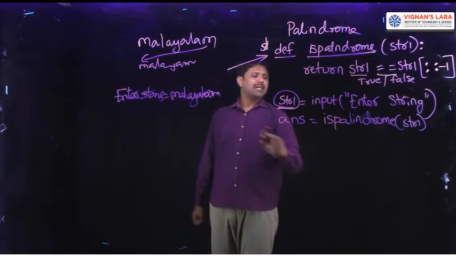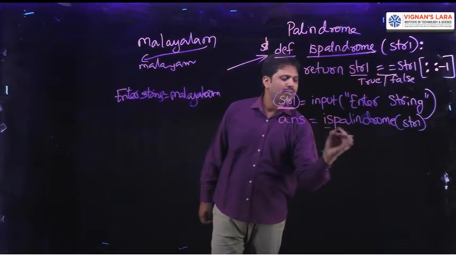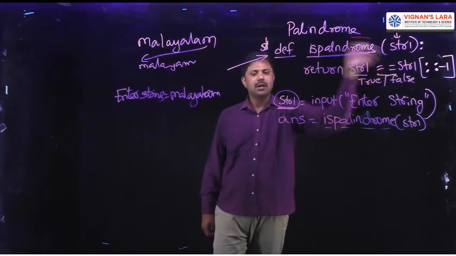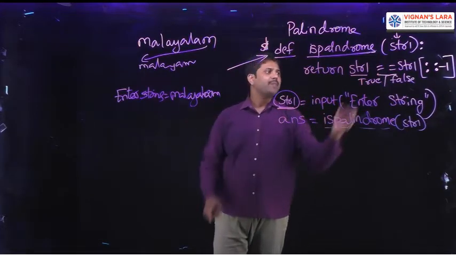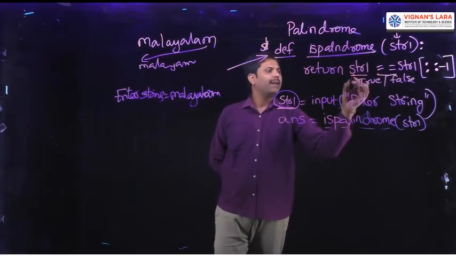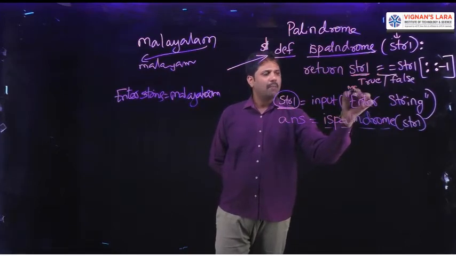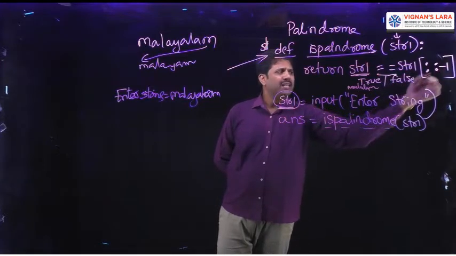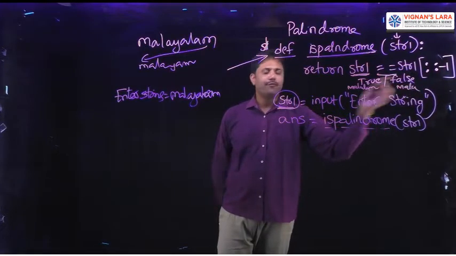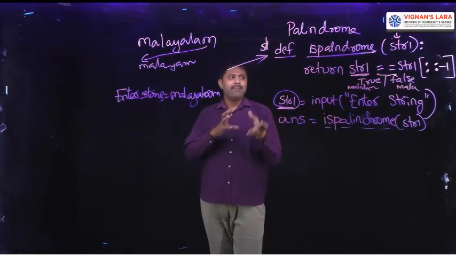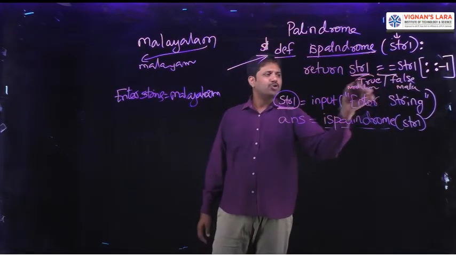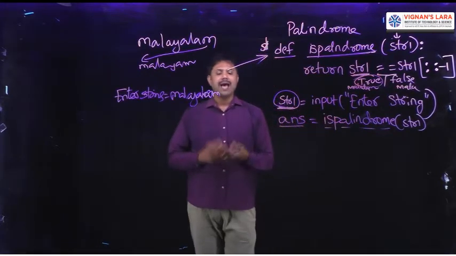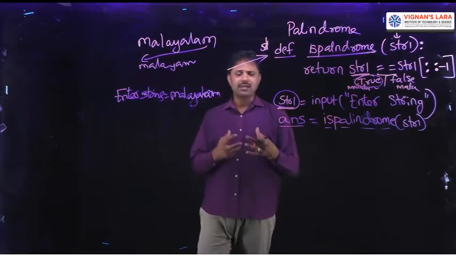This is going to be passed to the function is_palindrome. So is_palindrome contains this string. Here in this method, str1 is Malayalam and str1[::-1] is also Malayalam, because if you reverse the word Malayalam, you will get the same. It simply returns true. So now ans contains true.